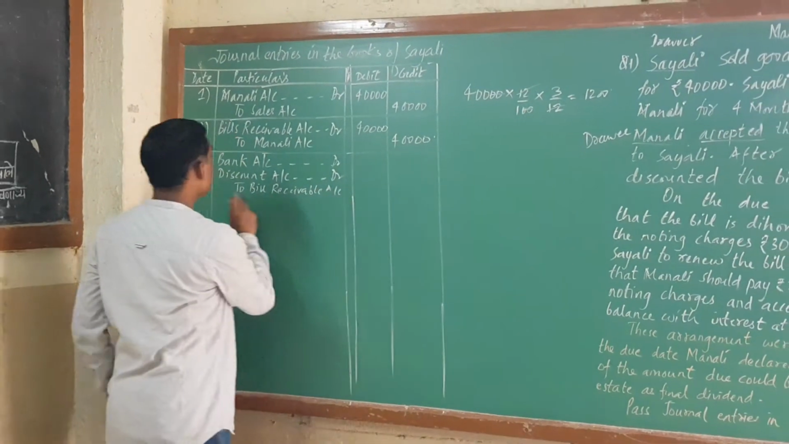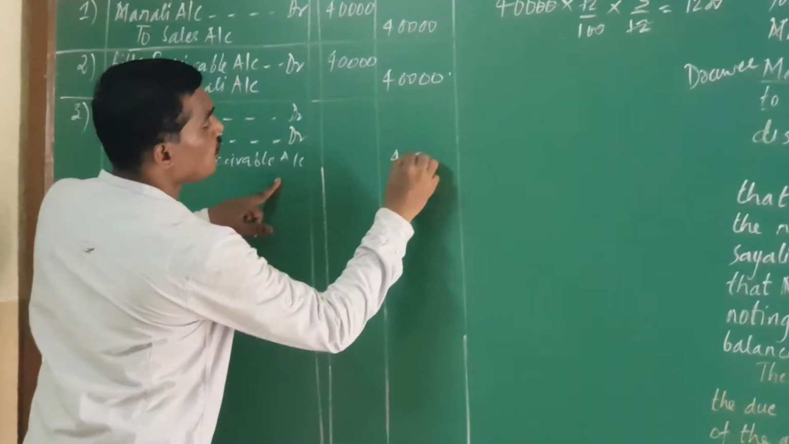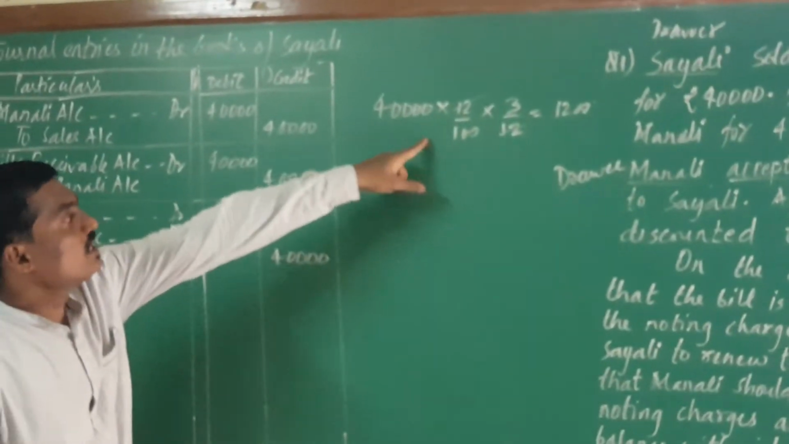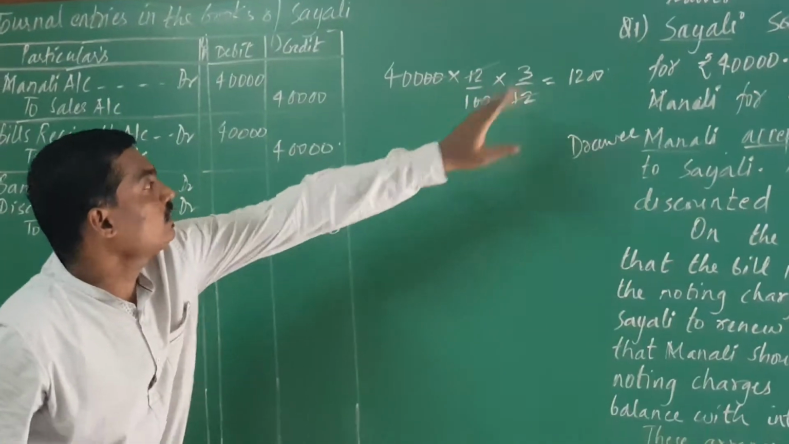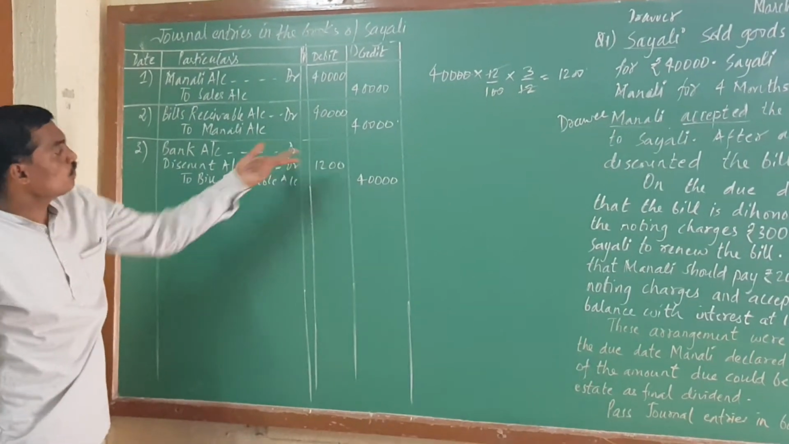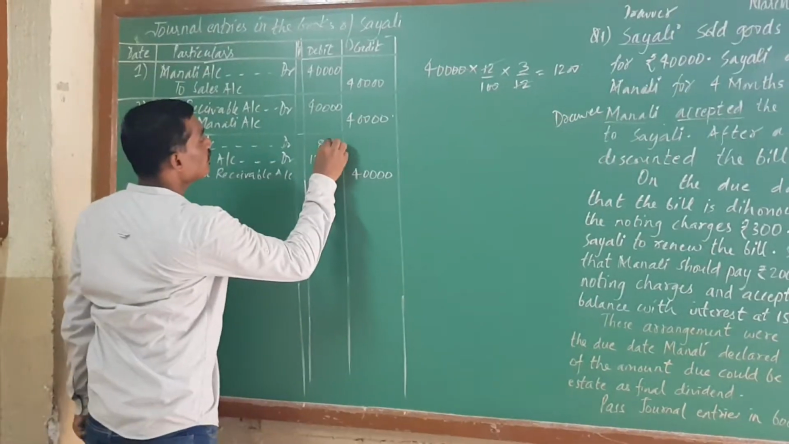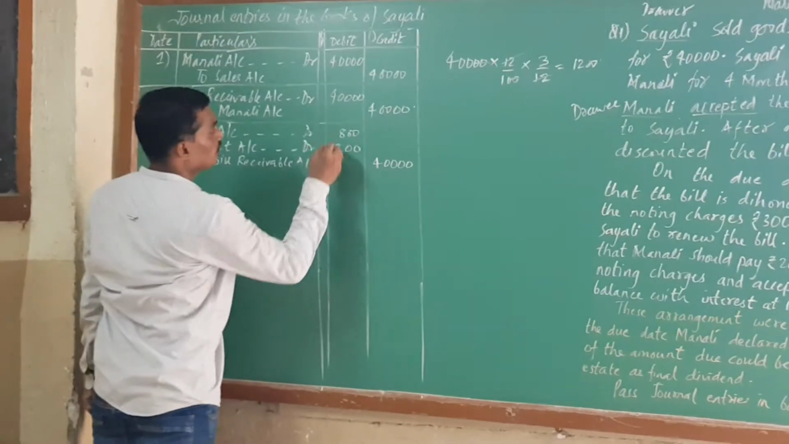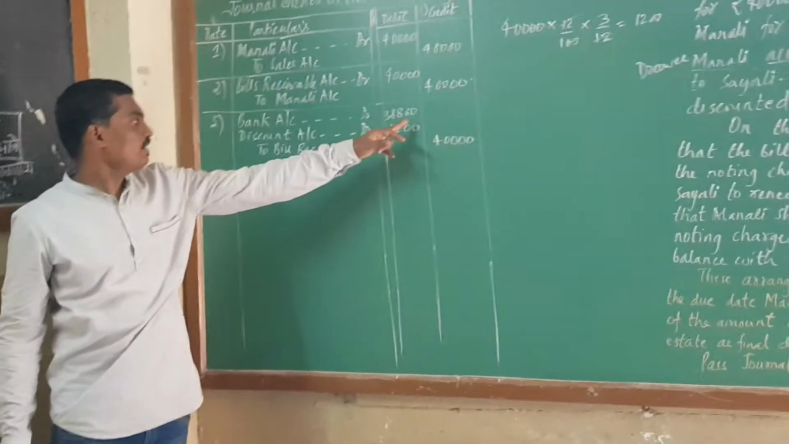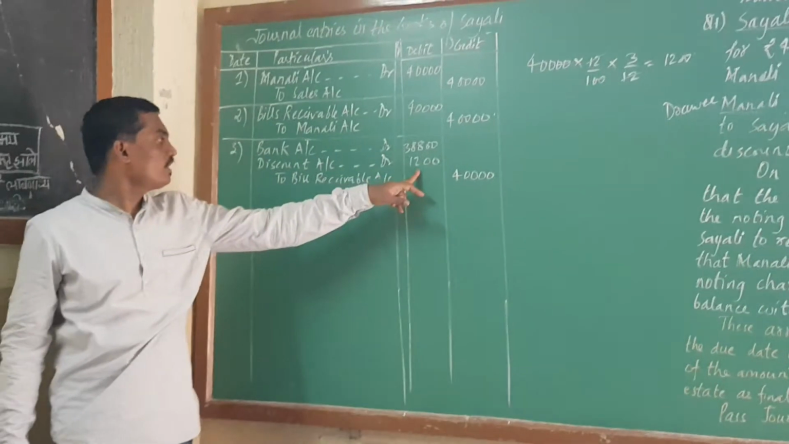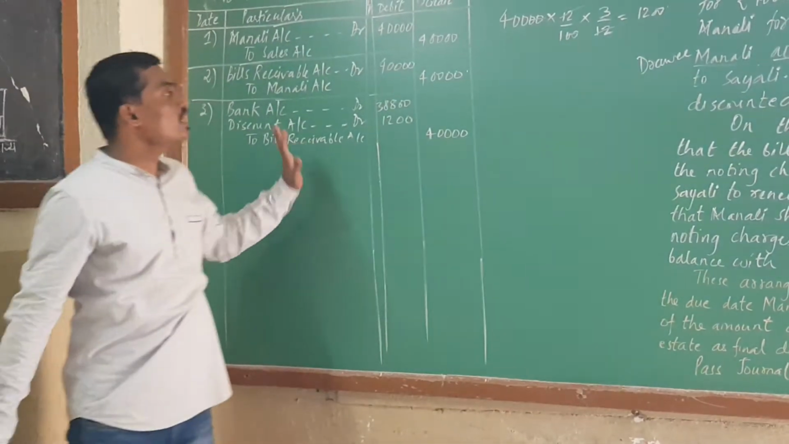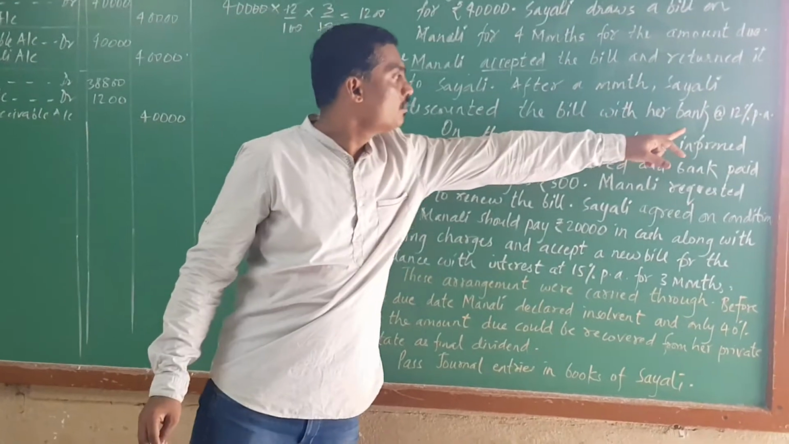Okay, so now bills receivable is of rupees 40,000, and we have calculated the discount. Discount is what? 12% for 3 months, so 1,200. So discount is 1,200, and the remaining amount will be paid by the bank. So 38,800. So bank account debit 38,800, discount account debit 1,200 to bills receivable account 40,000. So this is the entry for discounting with bank.